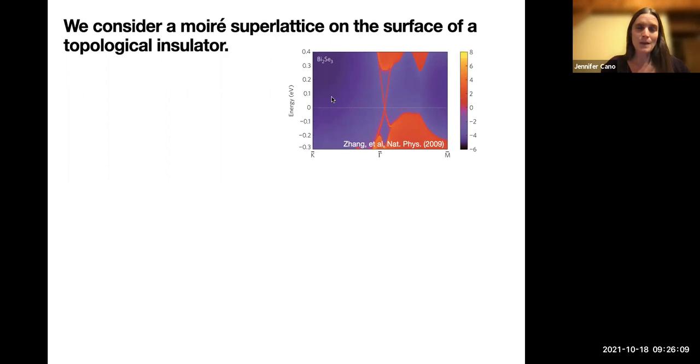And so you might then want to look for other systems that have Dirac cones and ask, can we also manipulate them with Moiré physics? One of the other systems that has a Dirac cone is a topological insulator surface state. This is, for example, the Dirac cone on the surface of bismuth selenide. And so we want to ask, can we manipulate the surface state by using Moiré physics?